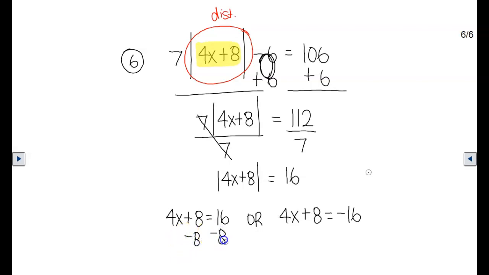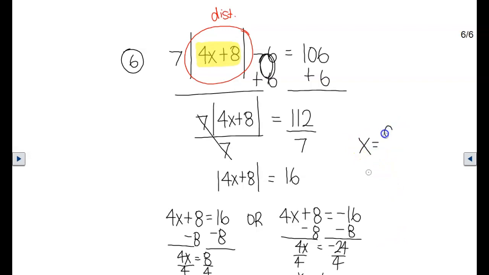So minus 8 each side gives us 4x is equal to 8. And then divide both sides by 4 to find out that x could be 2. Same thing over here, subtract 8. 4x is negative 24. Divide both sides by 4. X could be negative 6. So solution set on this problem is x equals 2 or negative 6.